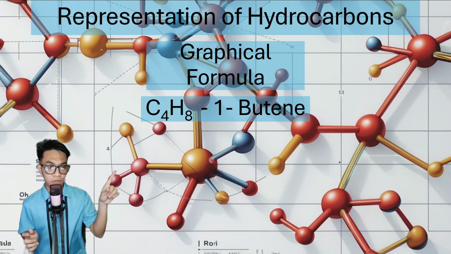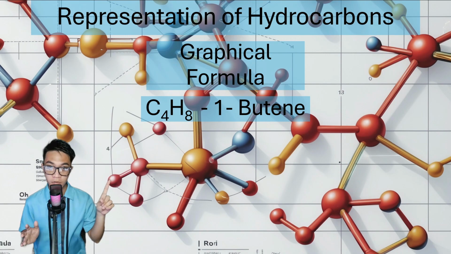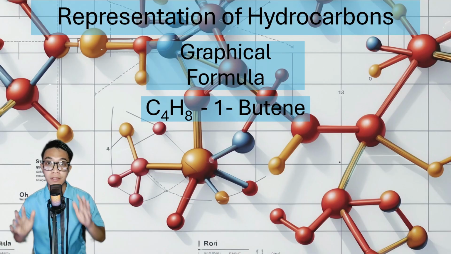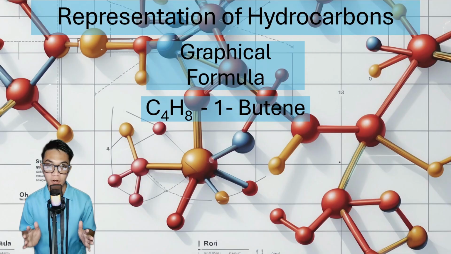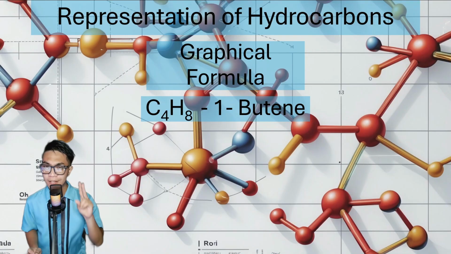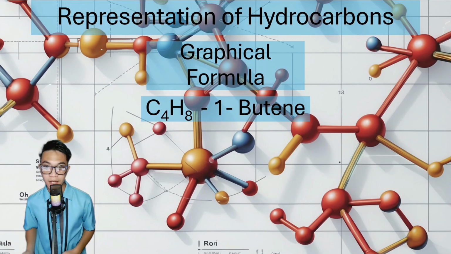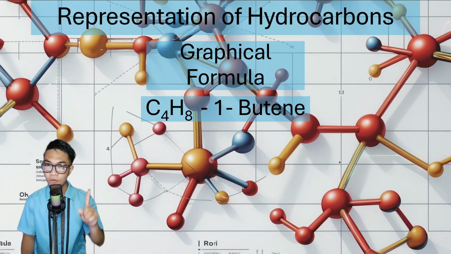As you notice, we have a number before the name of the hydrocarbon, that is 1-butene. Take note that the 1 represents the location of the double bond within that carbon chain or the organic compound, which means that the double bond in this alkene is located in the first carbon connected to the second carbon. So let's show you the graphical formula for our 1-butene.